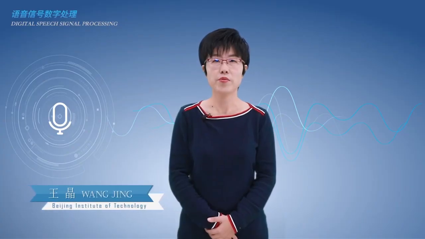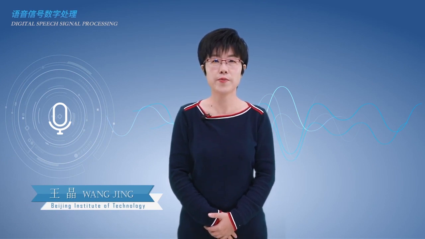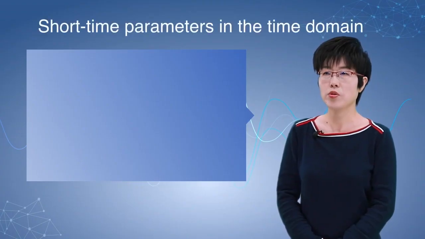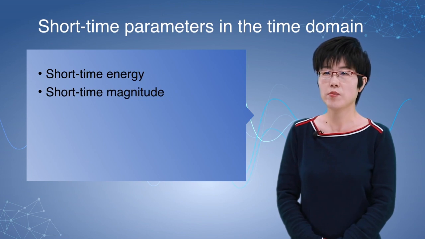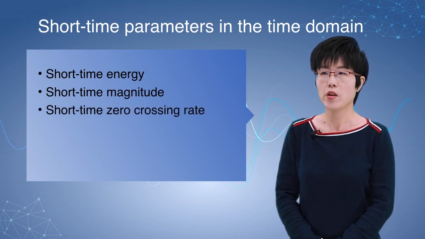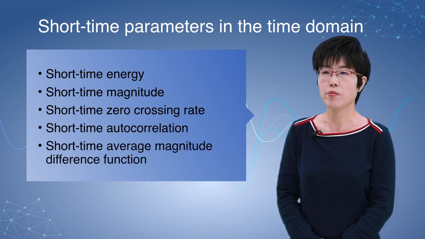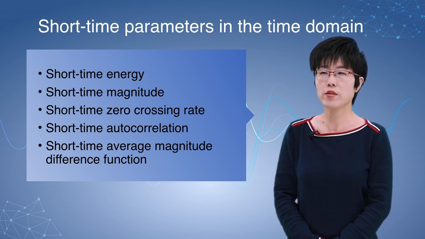In this lesson, we will introduce some short-time parameters used in speech processing. Most of the short-time parameters are computed in time domain, including short-time energy, short-time magnitude, and short-time zero crossing rate. The short-time autocorrelation and short-time average magnitude difference function are often used to estimate pitch cycle for voiced speech, which will be introduced in the next session.